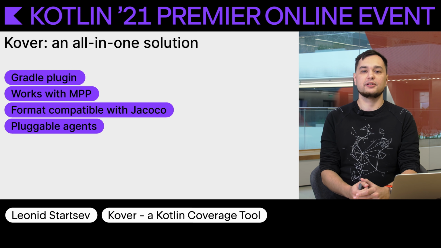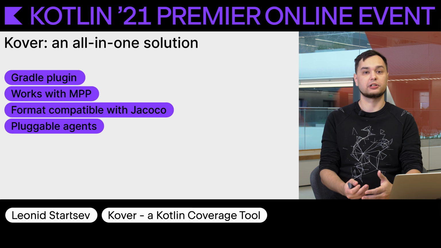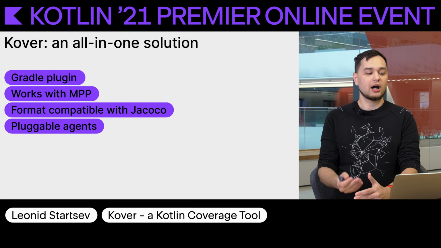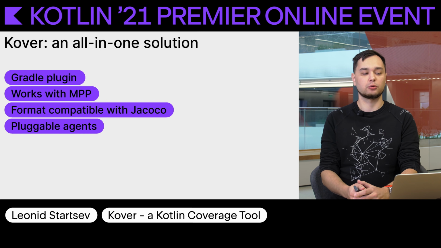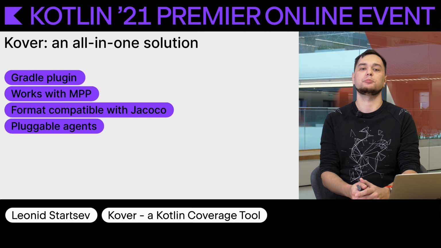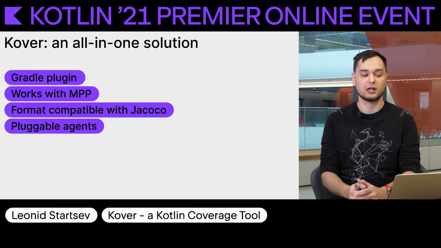To address all these issues, we now present to you Kover, an all-in-one solution for Kotlin code coverage. I want you to try it. So Kover is essentially a Gradle plugin, which works with Kotlin JVM projects as well as Kotlin multi-platform projects, of course their JVM part. It produces reports in a format compatible with JaCoCo, and it also offers you pluggable agents. So let's cover these features in more detail.